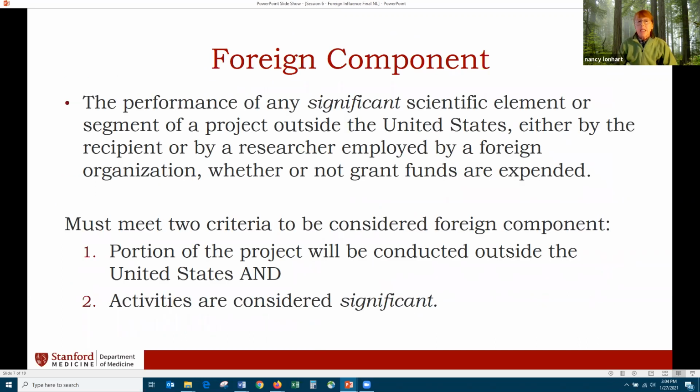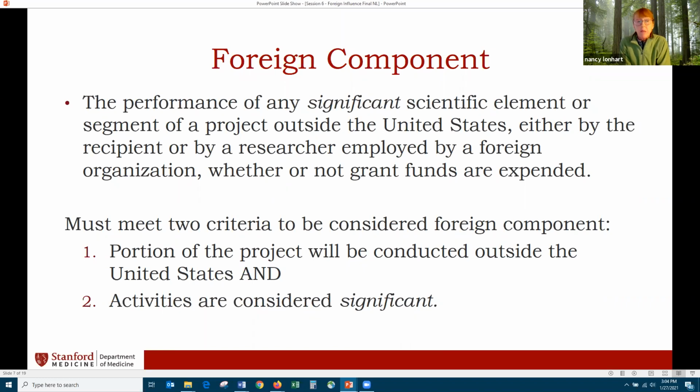And so if we switch to the next slide, what we want to ask ourselves is, what is a foreign component? A foreign component is the performance of any significant scientific element or segment of a project that is conducted outside the United States, either by the recipient or by the researcher employed by a foreign organization. And this is a key piece, whether or not grant funds are expended. For foreign component, there are two criteria that must be met. The first, as I just stated, is that there is activity that is significant conducted outside the United States.